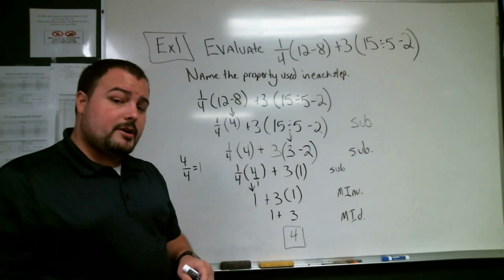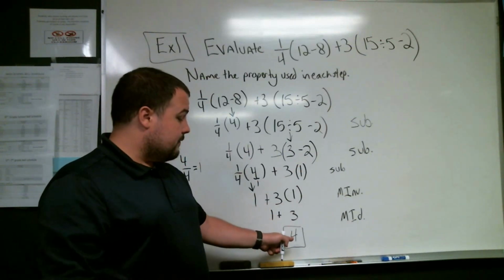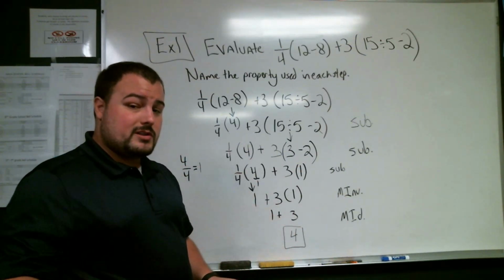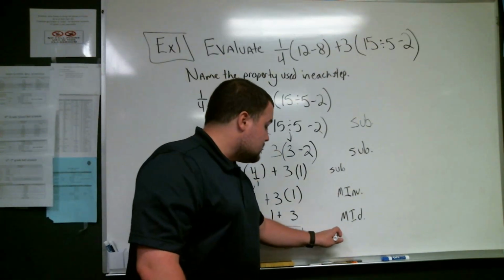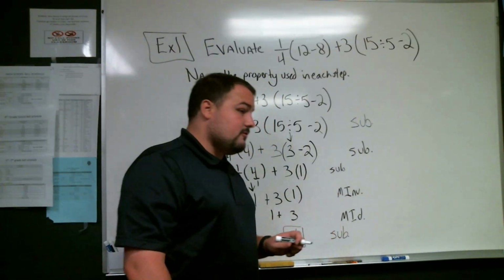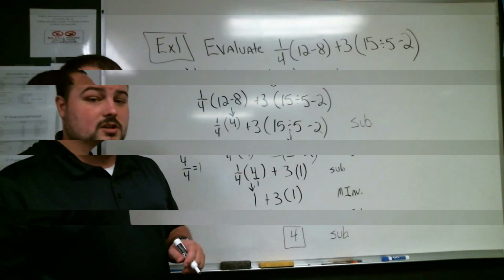Now, there was one property that we just did. 1 plus 3 is 4, which means that we just substituted. We took what we saw, and we replaced it with what we know. So this is the substitution property. So you'd write the word sub for substitution.